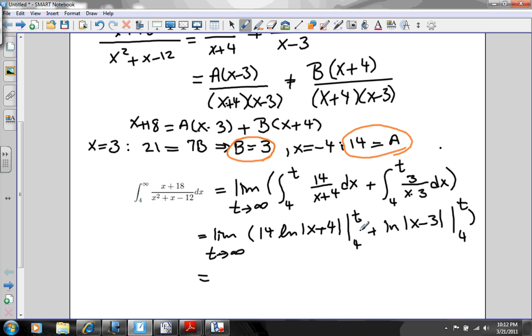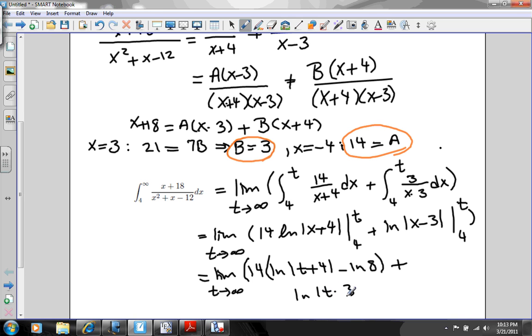So let's substitute t in first. We get the limit as t tends to infinity of 14 ln of (t + 4) minus ln of (4 + 4), which is 8, plus 3 times ln of (t - 3) minus ln of (4 - 3), which is just 1. Recall that ln of 1 is 0.